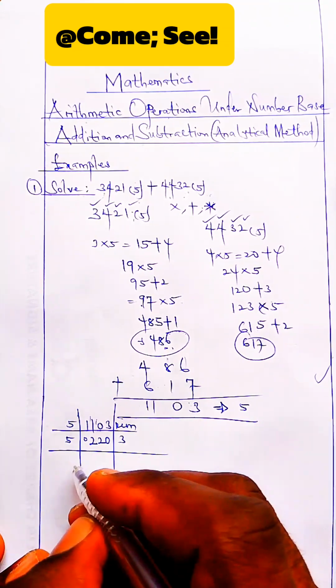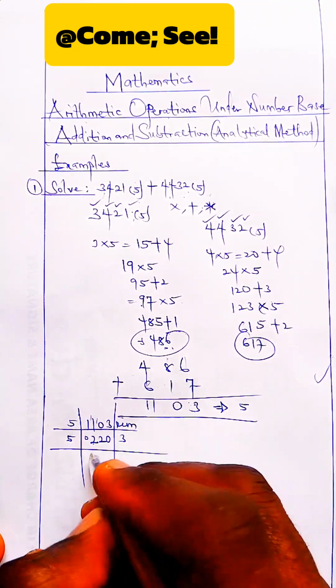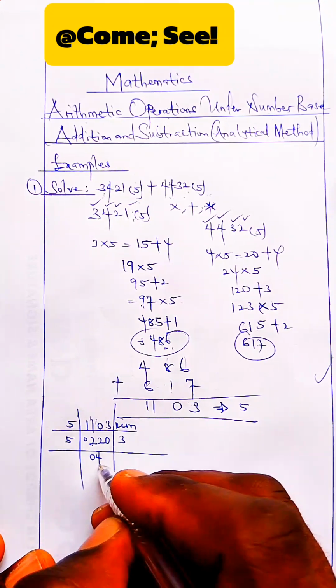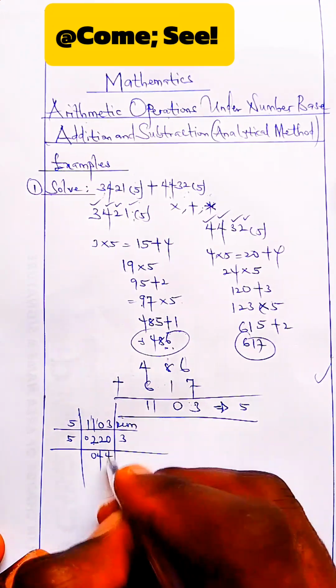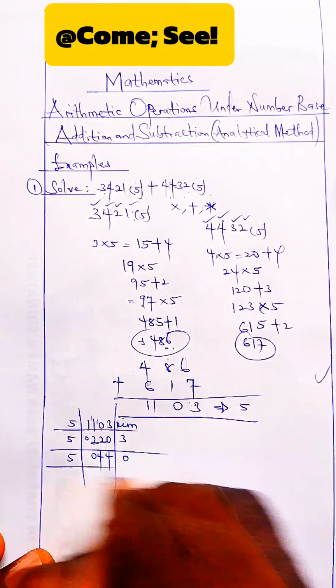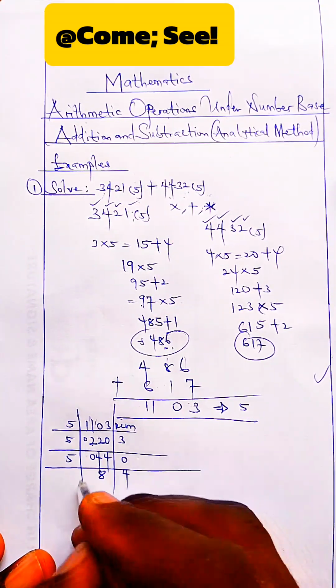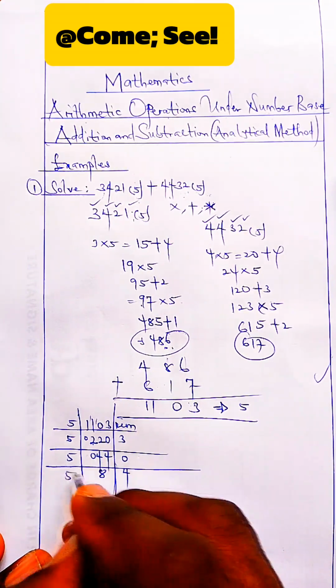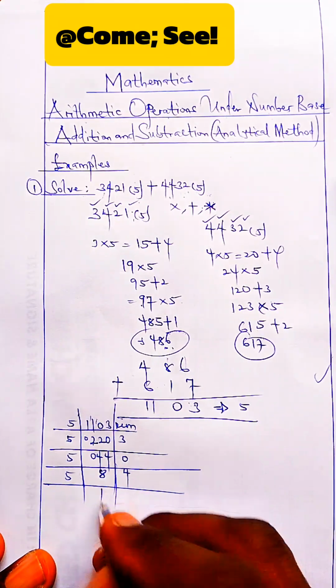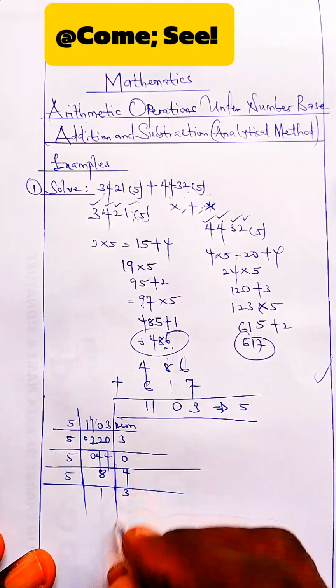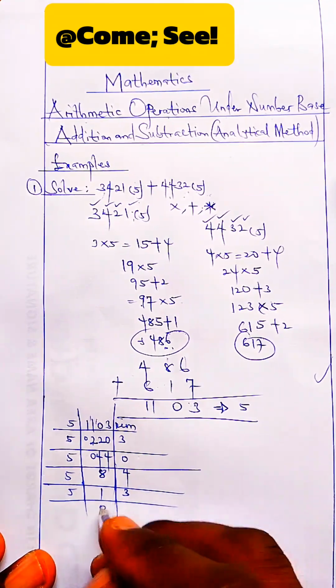So keep dividing until you get to 0. 5 in 2, 0, remainder 2. 5 in 22 is 4, remainder 2. 5 in 20 is 4, no remainder. 5 in 44 is 8, remainder 4. So next, 5 again. 5 in 8, 1, remainder 3. One more. 5 in 1, 0, remainder 1.